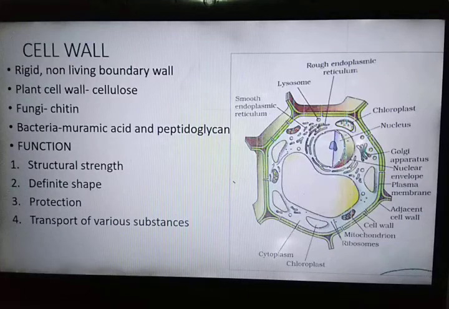In the last lecture, we studied plasmolysis. Do you remember what plasmolysis is? Let's revise again. When a living plant cell loses water through osmosis, there is a shrinkage or contraction of the contents of the cell away from the cell wall. This phenomenon is known as plasmolysis.